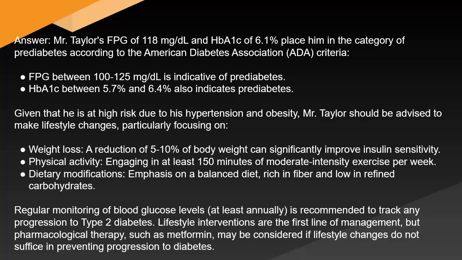Physical activity: engaging in at least 150 minutes of moderate intensity exercise per week. Dietary modifications: emphasis on a balanced diet, rich in fiber and low in refined carbohydrates. Regular monitoring of blood glucose levels, at least annually, is recommended to track any progression to type 2 diabetes.